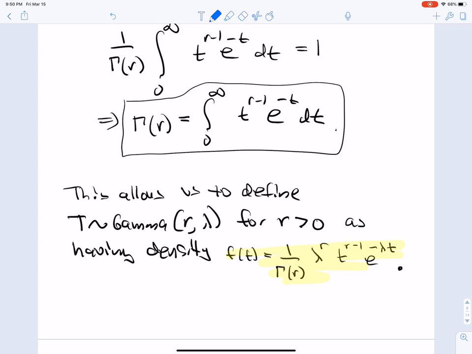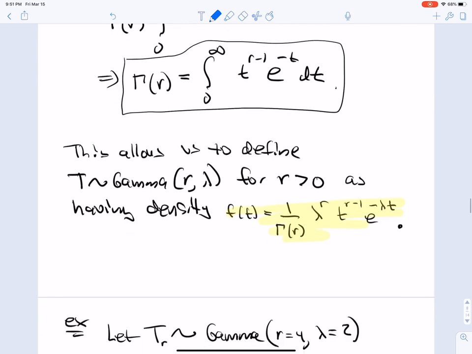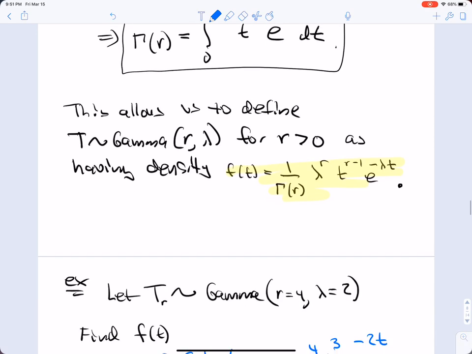So this allows us to define the gamma distribution for r greater than 0 as, instead of 1 over r minus 1 factorial, it will be 1 over gamma r, lambda to the r, t to the r minus 1, e to the minus lambda t. That is the density. And of course, t is greater than 0 here, which I should write.